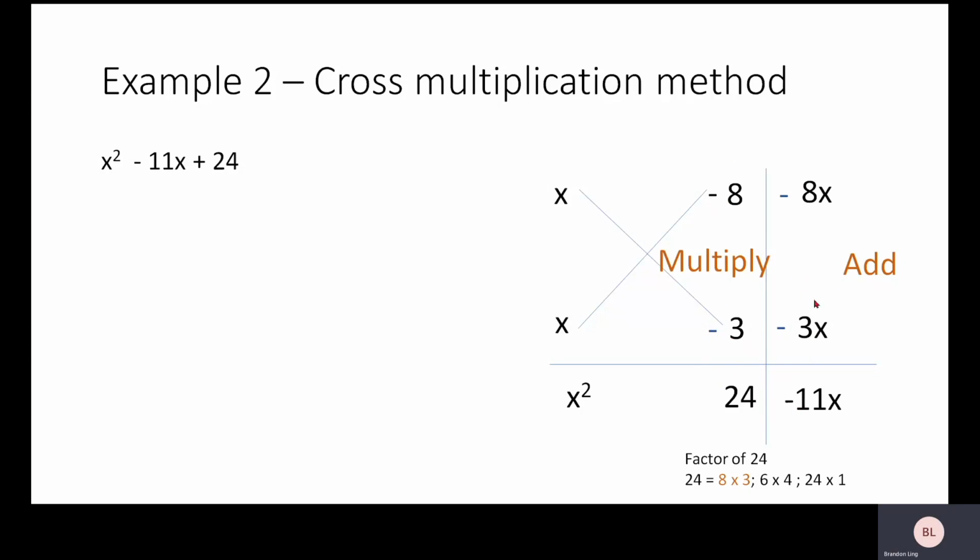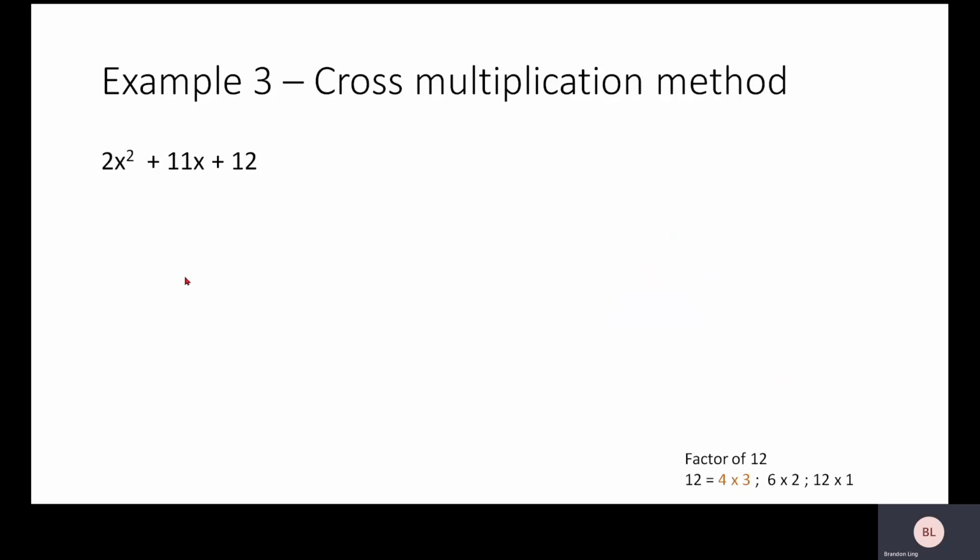So I've written here again, you use add for these two numbers to combine to become negative 11 and multiply to get 24 from negative 8 and negative 3. So the last step will be writing x minus 8 into this bracket and x minus 3 into the other bracket. That's your final answer.